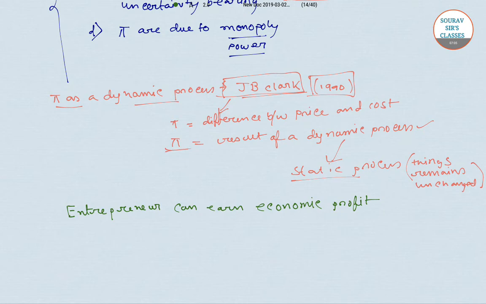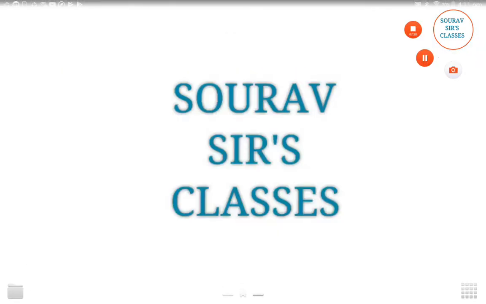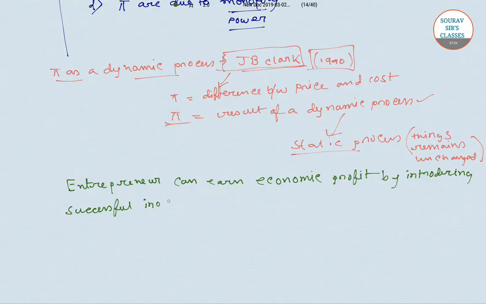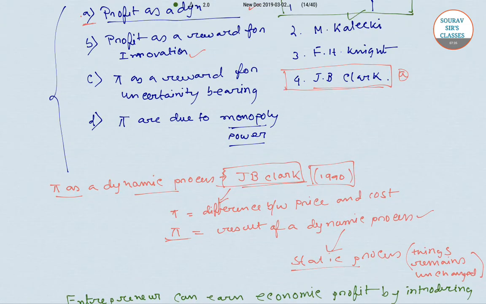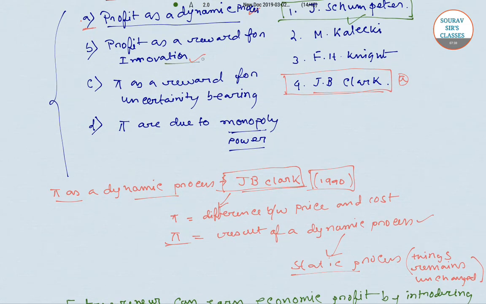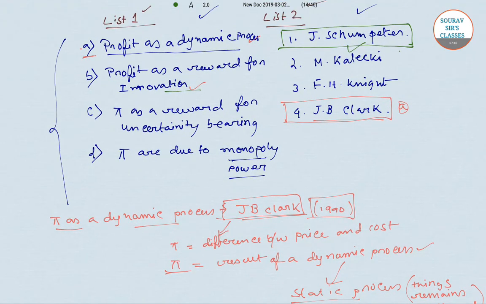An entrepreneur can earn economic profit by introducing successful innovation. So profit is what? Profit is a reward for innovation. So this was given by whom? This was given by J. Schumpeter. Now we'll go to the next one.